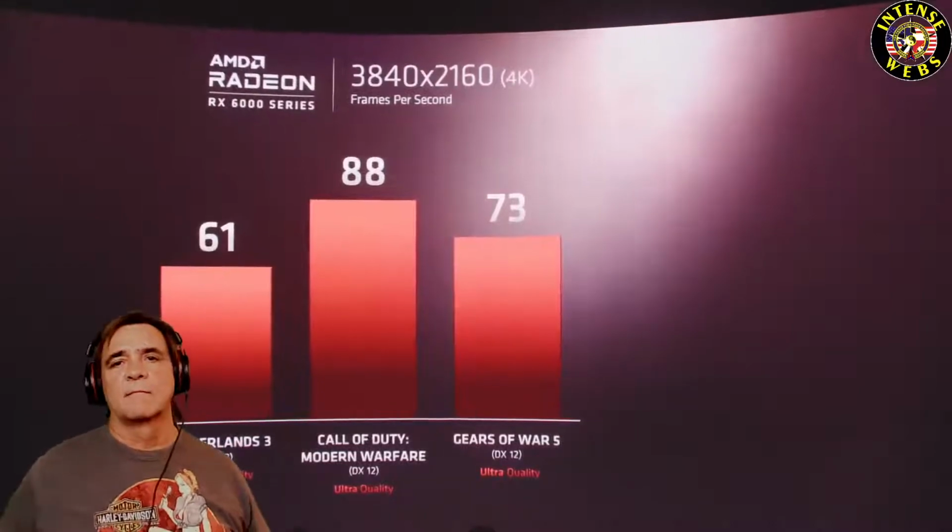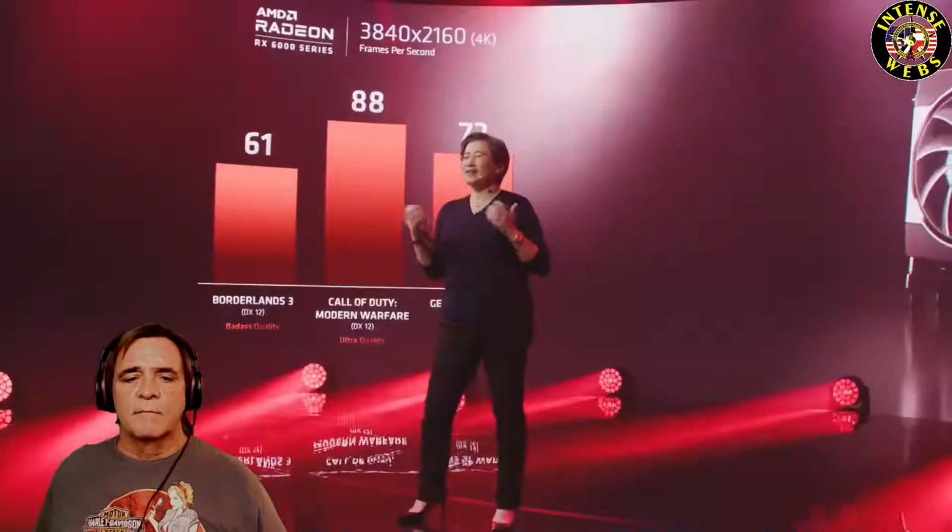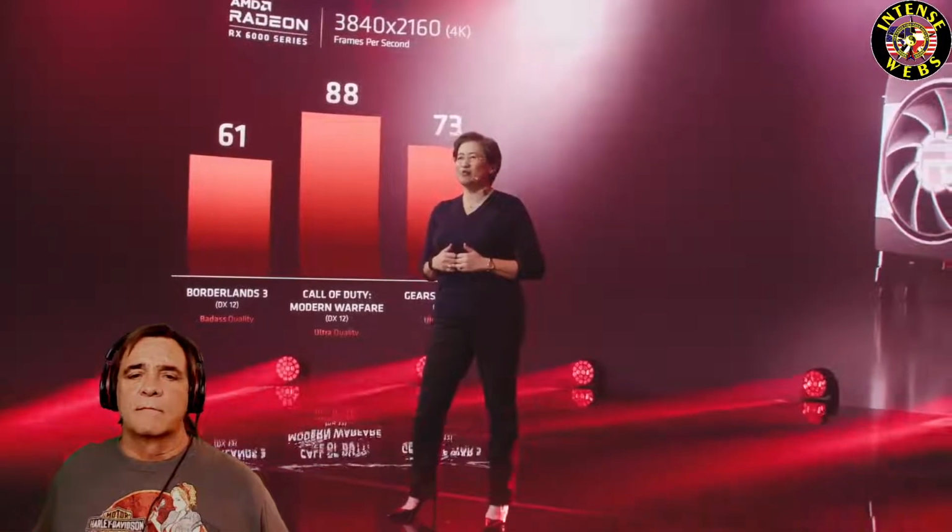We are super excited with what we've accomplished with Big Navi. In addition to Borderlands 3, here's a bit more of a performance preview on Call of Duty Modern Warfare and Gears of War 5 at ultra settings in 4K. And again, what you see is tremendous 4K performance across the board. We still have a few weeks until launch, and the team is working really hard on fine-tuning things. But I hope you're as excited as we are about what Ryzen 5000 series and Radeon 6000 series can do together for your next generation PC.